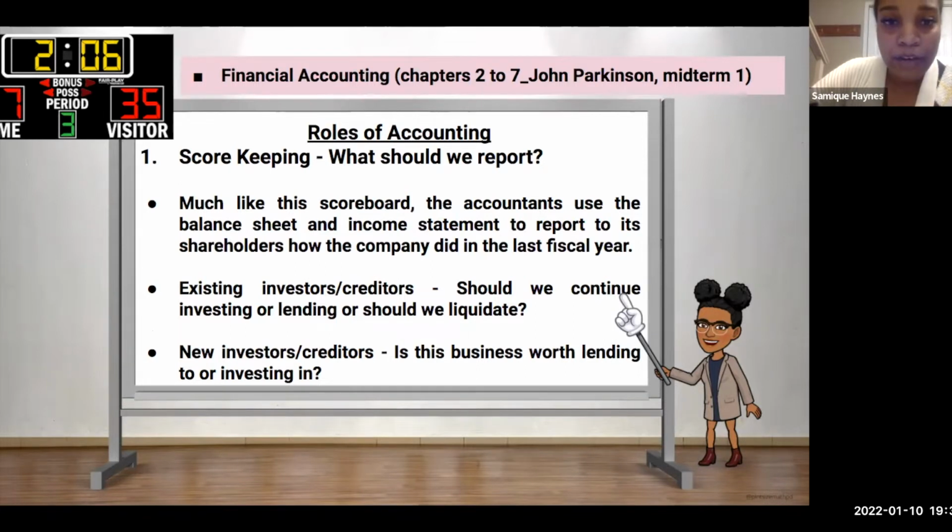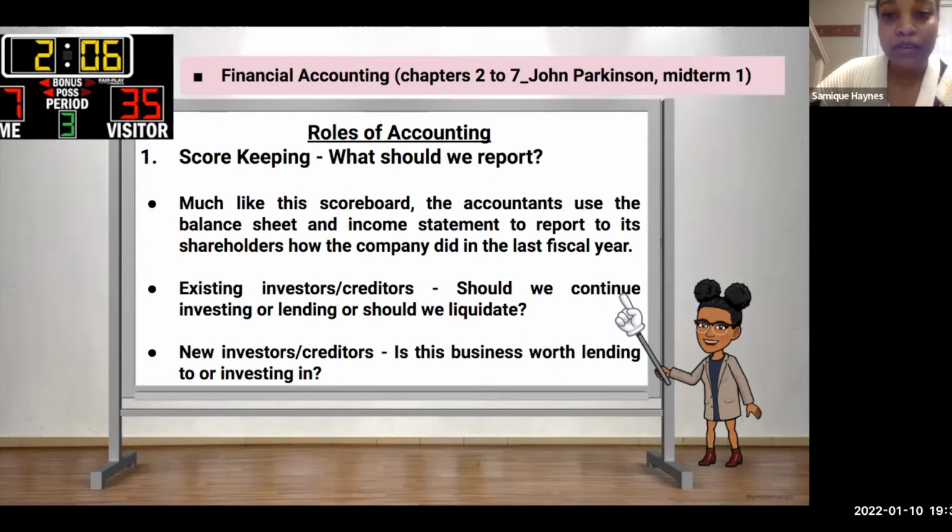Let's go back to this slide for a second. Some of the roles of accounting. One of the roles of accounting is scorekeeping, all right? Scorekeeping is what we're going to be doing for midterm one. All of the content from today up to midterm one is going to be about the role of scorekeeping. Just like in a basketball game, when you're trying to figure out what the Raptors got compared to the Lakers, there's a scoreboard and you look to see who's winning, who has the most points, who has the least points. It's the same with financial accounting.